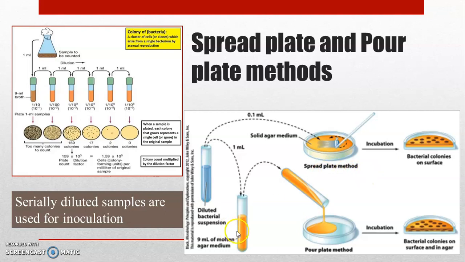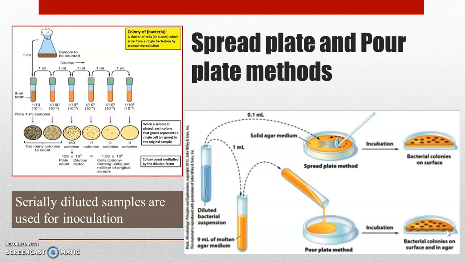And in the pour plate method, a small amount of the bacterial sample is added to molten agar medium. It is mixed with the molten agar medium, and this mixture is then poured onto a Petri plate, allowed to solidify, and then incubated. So the bacterial colonies grow both on the surface of the agar medium as well as within the agar medium. Here also the number of bacterial colonies are counted, and it is multiplied by the dilution factor.